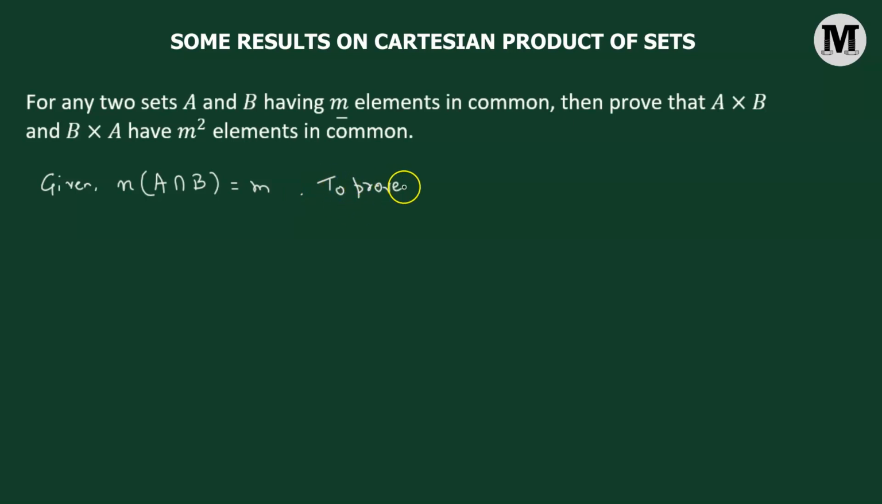that if we take the Cartesian product of A and B and the Cartesian product of B and A, they are going to have m squared elements in common. So the total number of elements in the Cartesian product of A and B intersection with the Cartesian product of B and A, we have to show that this equals m squared. Okay, so how shall we proceed?